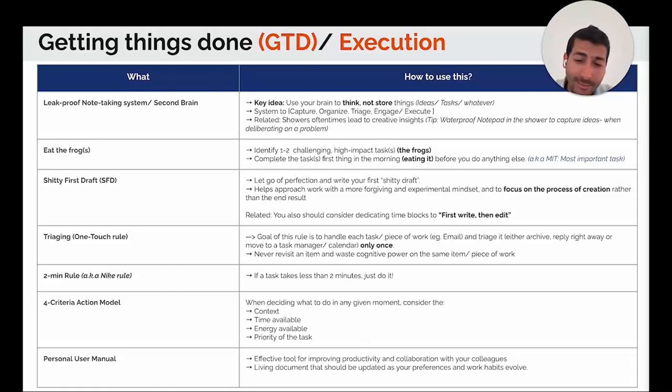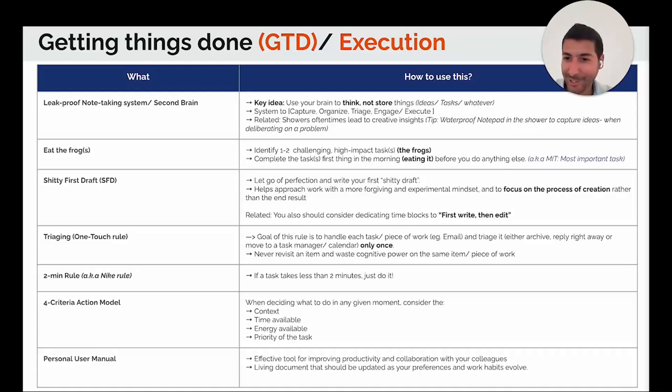Eat the frog. This is a common concept out there as well, right? And what it states is basically you identify 1 to 2 challenging, high-impact tasks the previous day. And these are your frogs. And then you complete those tasks first thing in the morning, right? You eat them before you do anything else. And ideally, you want to align it with your energy peaks, like we saw earlier. This concept has other names out there. There's the concept of MIT, the most important task, but at the end of the day, it's the same thing, right? Just identify the most important one or two things you have to get done and get them out of your way first thing in the morning.